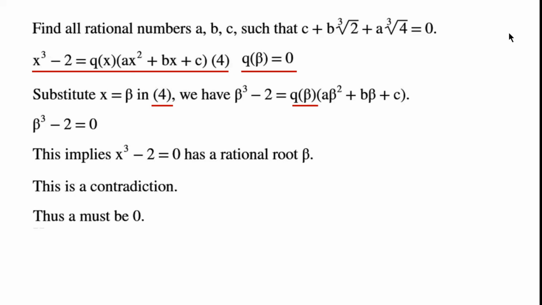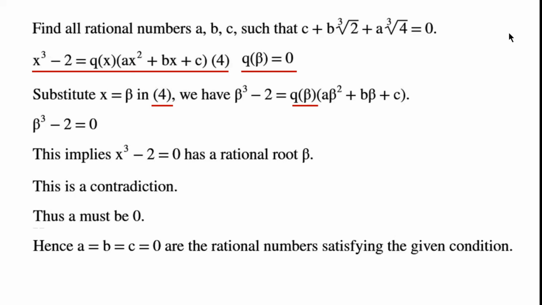Thus, a must be 0. Hence, a equals b equals c equals 0 are the rational numbers satisfying the given condition.